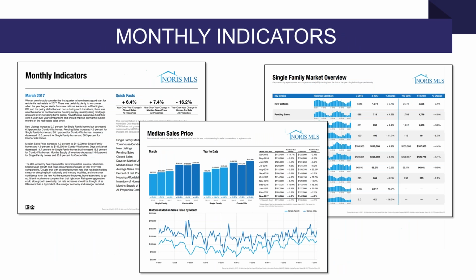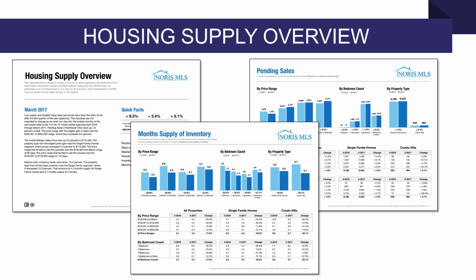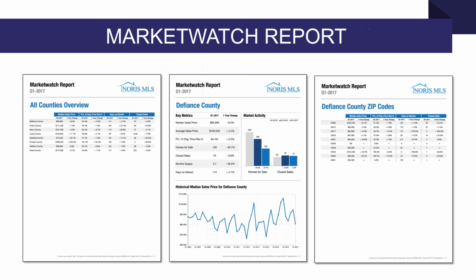The monthly indicators report is at the region-wide level. We're looking at what's going on month to month over a broad set of metrics, and we're able to drill in a little bit deeper to see how those changes are year over year and over the long-term trend. The housing supply overview is taking this information, but now we're looking at it by price range, by single family versus condo villa, and also then by bedroom count. And the market watch report is more of a top line view of county and zip code activity.